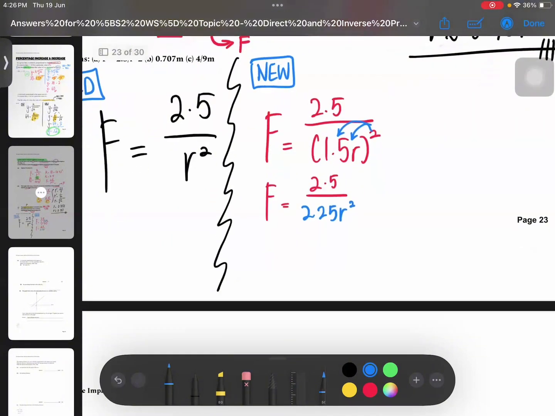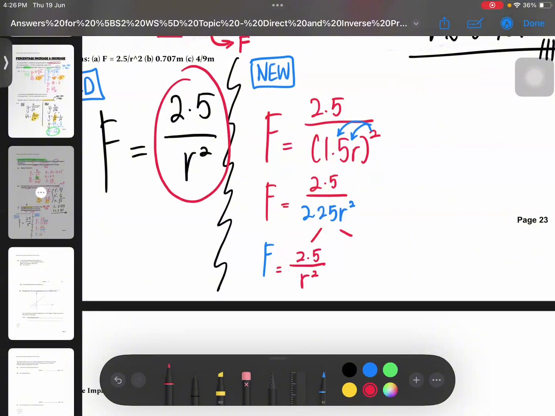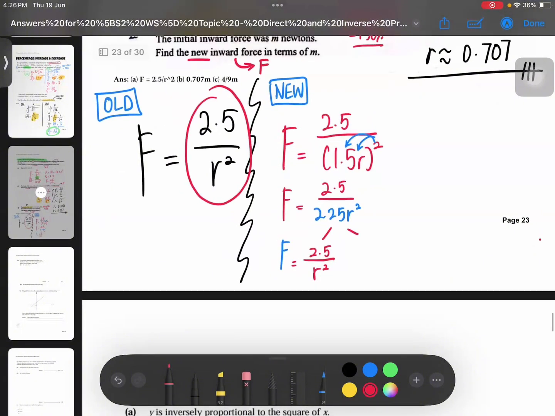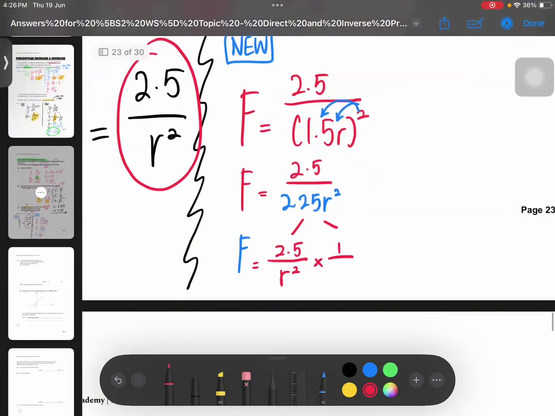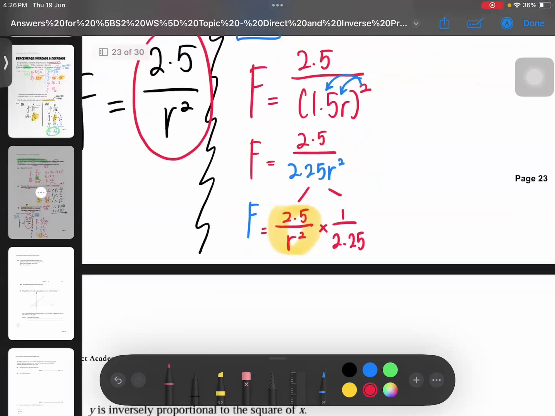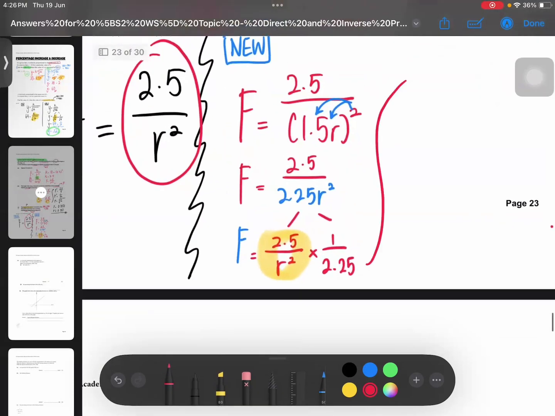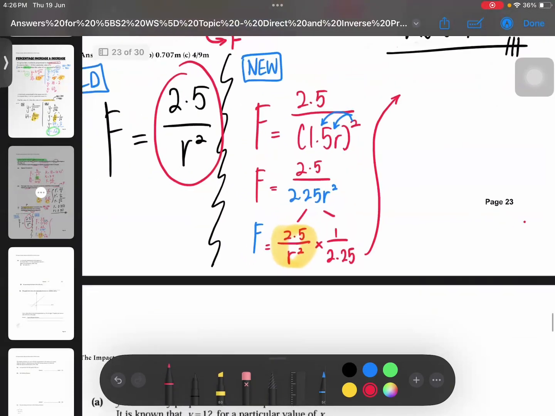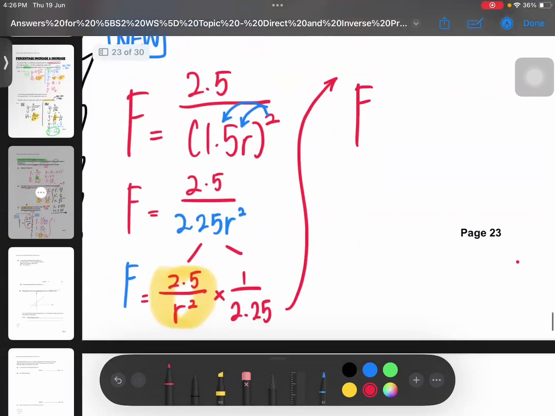Now what you're going to do is the same thing: you're going to split this up. You're going to have 2.5 over R squared, because it's over here, times 1 over 2.25. Did you realize that this itself is already F? So F times 1 over 2.25. So the new F is equal to F times 1 over 2.25.